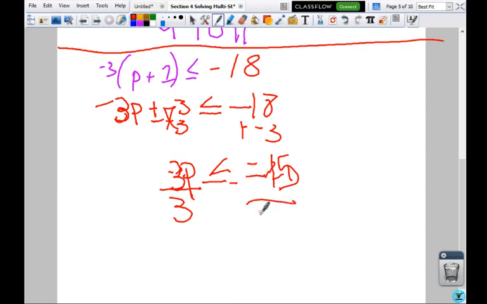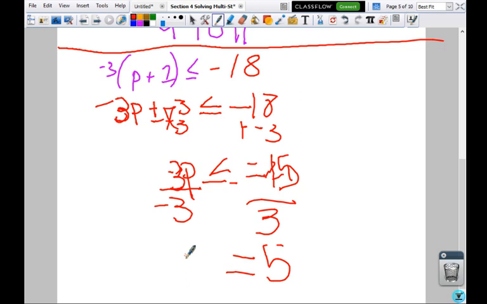Oh, there's a negative there. Don't forget that negative on your 3. We're dividing by negative 3. Keep going, finish it off. Surprisingly, I did get the 5 right.